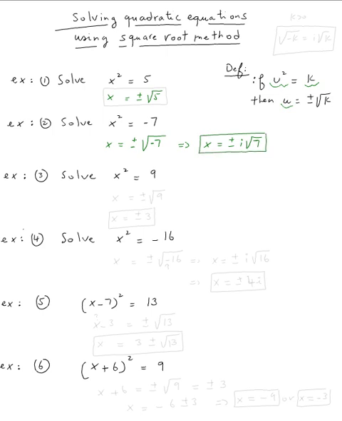Actually, this is the definition I use. The square root of negative k is equal to i square root of k. I'm assuming k is a positive number.